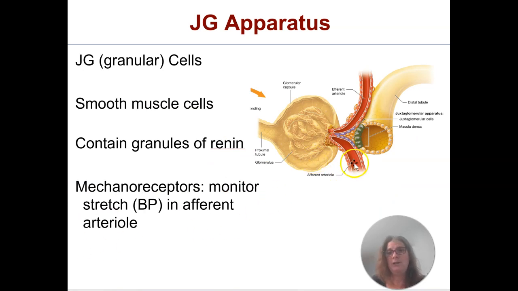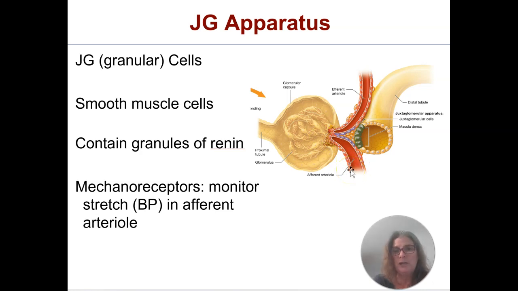At this point, I just want you to know that these JG cells in the afferent arteriole mainly are going to have the renin. You call it renin or renin. So you knew that renin was an enzyme and it came from the kidney. Now you know it comes from the JG cells of the afferent arteriole. And those cells basically work like mechanoreceptors. Mechanoreceptors monitor the stretch, and that gives an idea about the blood pressure.